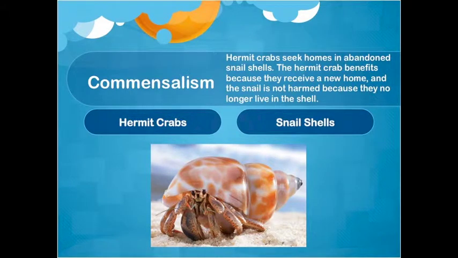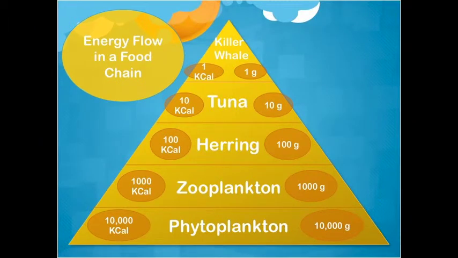Commensalism is an association between two organisms in which one benefits and the other is not benefited nor harmed. Hermit crabs seek homes in abandoned snail shells. The hermit crab benefits because they receive a new home, and the snail is not harmed because they no longer live in that shell. This is our example of energy flow in a food chain.